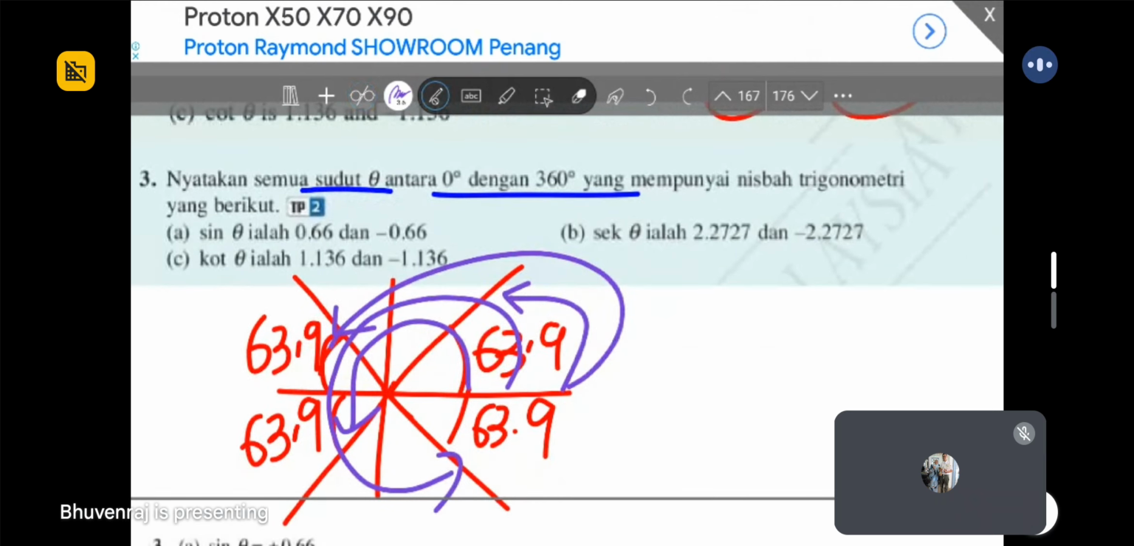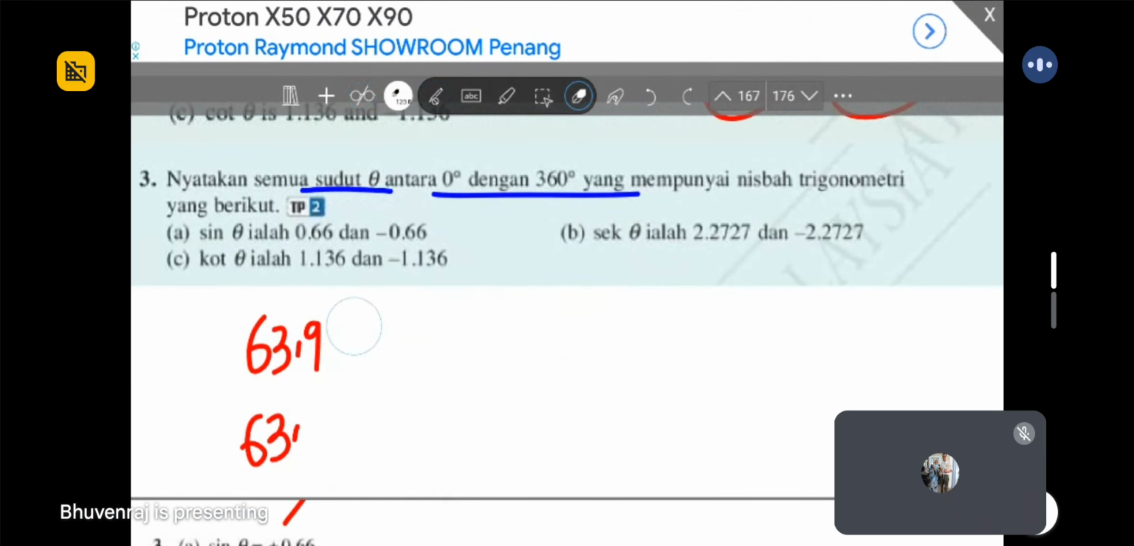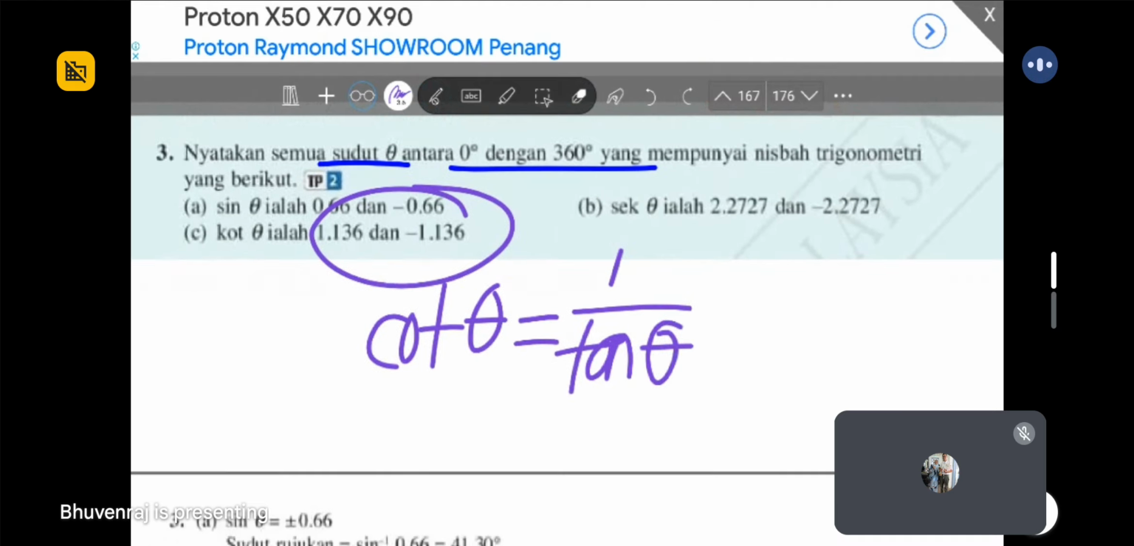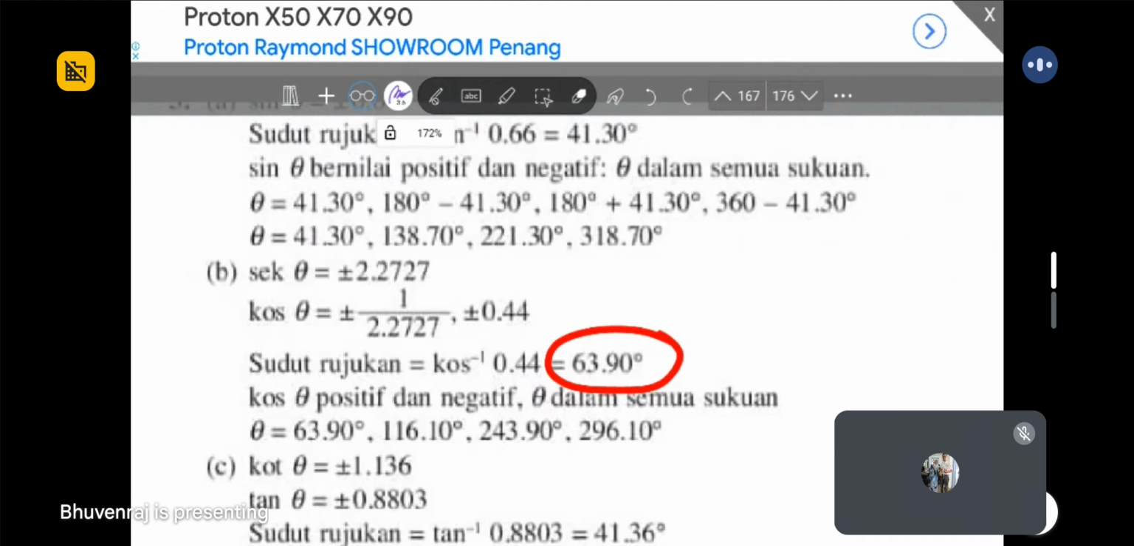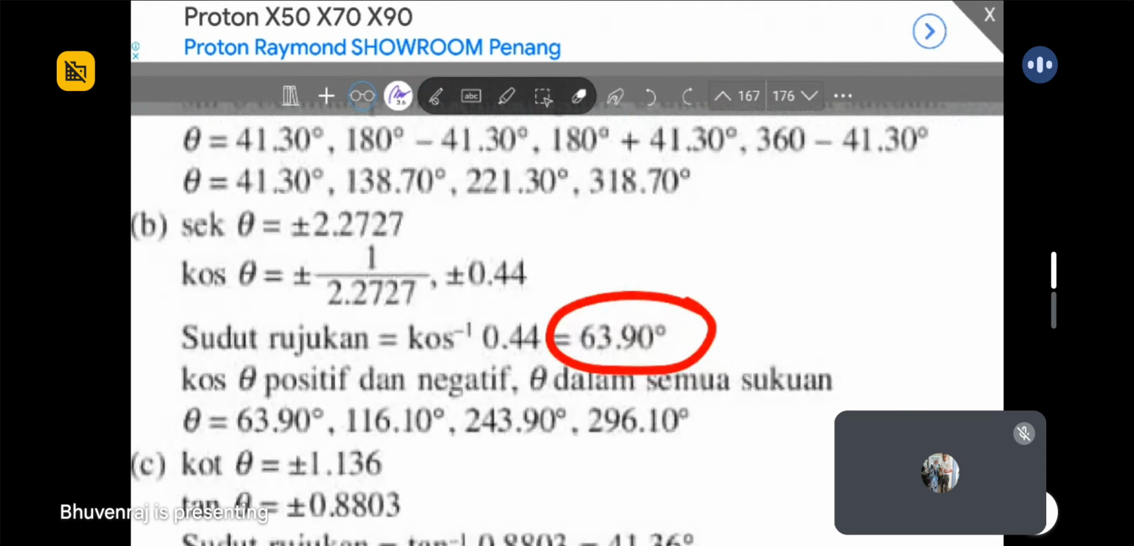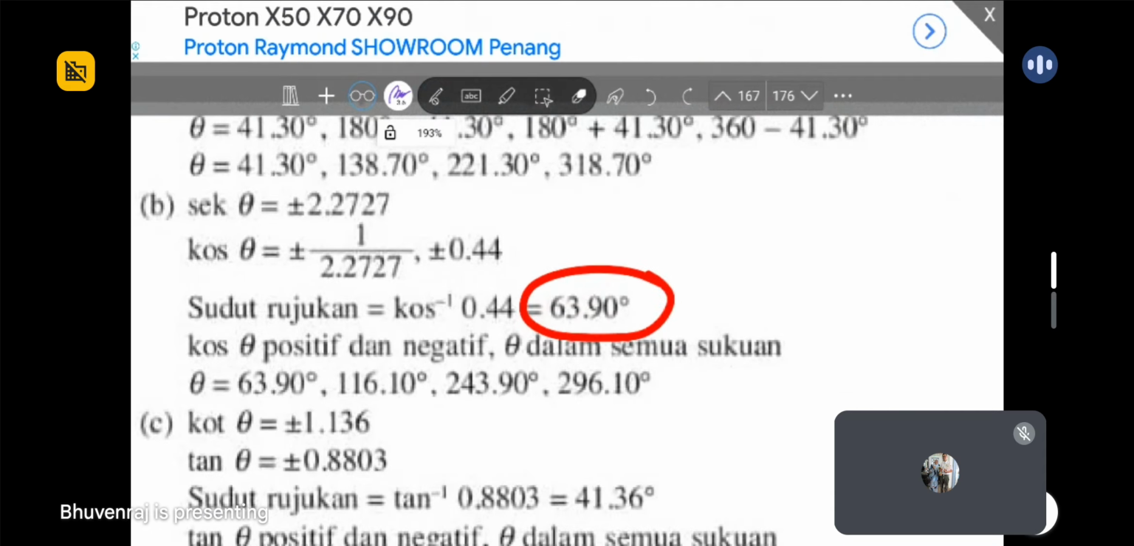All right. So for question C, it is cotangent. Cotangent, you must just remember, cotangent theta equals 1 over tangent theta. So 1 over these two answers. When you solve, you will get positive, negative, 0.8803. So again, 4 possible answers.